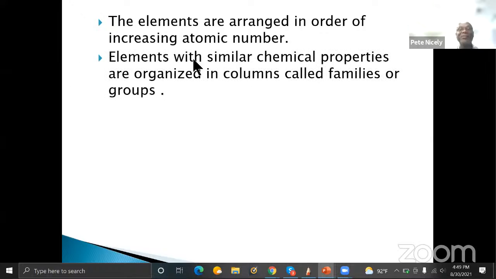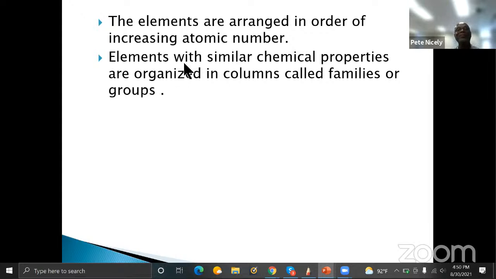Now, in the periodic table, the elements are arranged in order of increasing atomic number, all right? And that is different from the periodic table that Mendeleev first came up with, because back in his day, the proton was not discovered, and therefore he didn't know anything about the atomic number. Now that we know the atomic number for the different elements, based on the definition for atomic number, which is the number of protons, we can arrange elements in order of increasing atomic number.